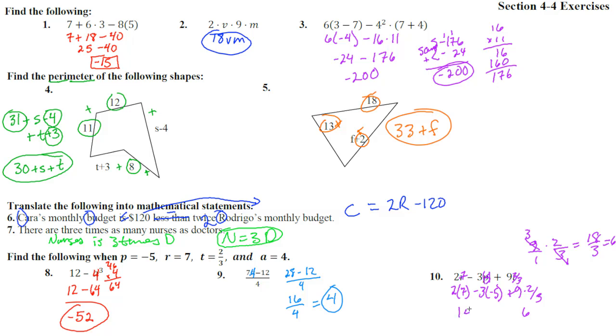So we have 14 plus 15. Notice this is minus a negative 15, or you can picture that as a negative 3 times a negative 5 is positive 15, plus 6. 14 plus 15 is 29, plus 6, that is 35.